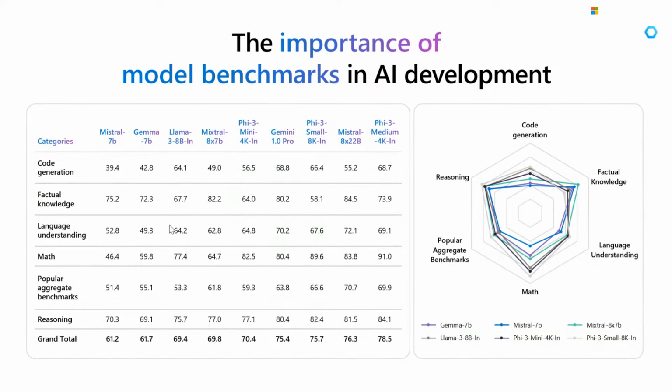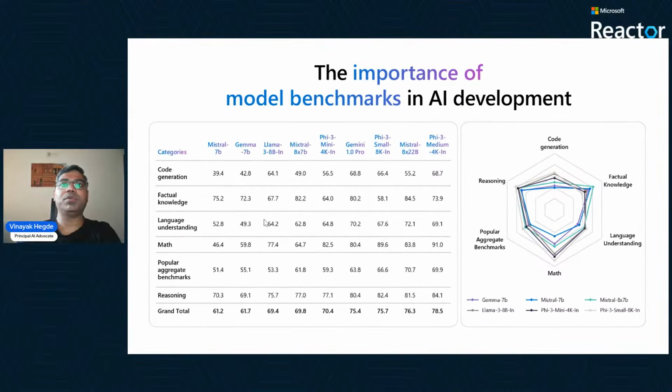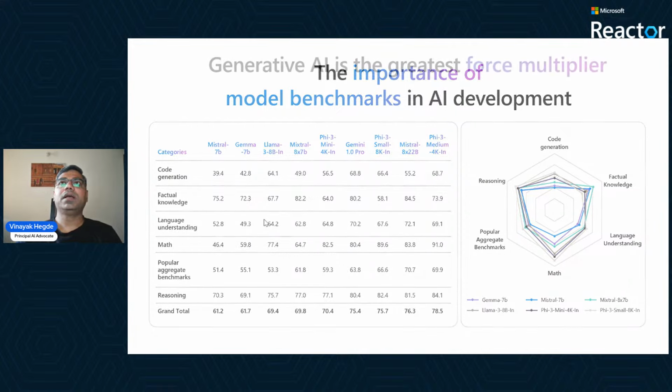Before we end, I just want to quickly talk about the importance of model benchmarks, and we saw this when we looked at the demo on the Azure AI catalog. It works on several different parameters: reasoning, code generation, factual knowledge. This is what is known as a model scorecard. As you can see, there are different models and they're ranked on different kinds of parameters as well. And this helps you do that.